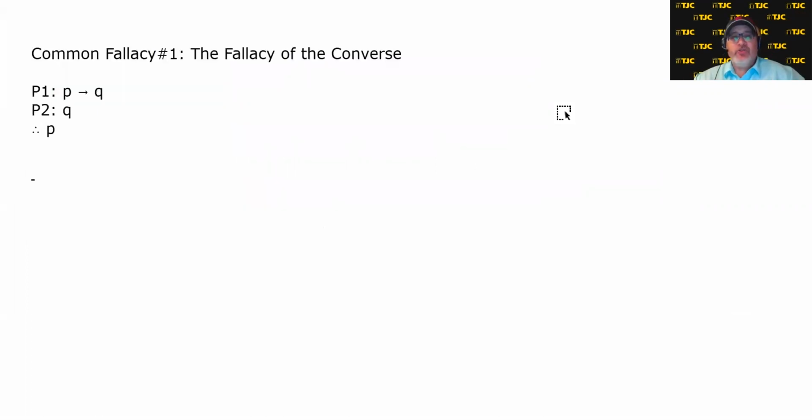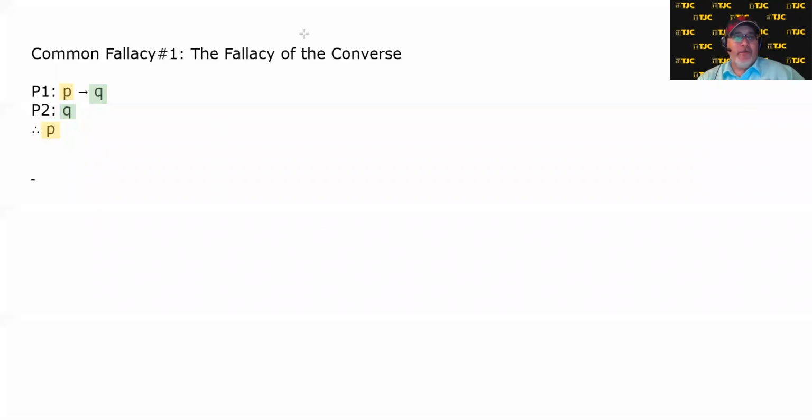So I introduced to you common fallacy number 1, the fallacy of the converse. Symbolically, the fallacy of the converse says, if you have a conditional for the first premise, and the consequent of that conditional is the second premise, then the conclusion is the antecedent. But be careful, this is a fallacy, and I don't think I've formally defined fallacy, but a fallacy is simply an invalid argument form.